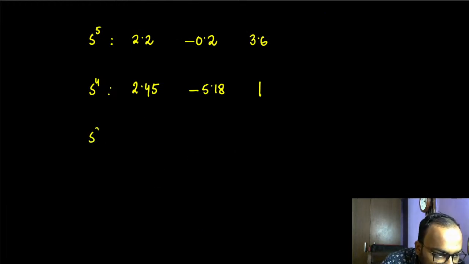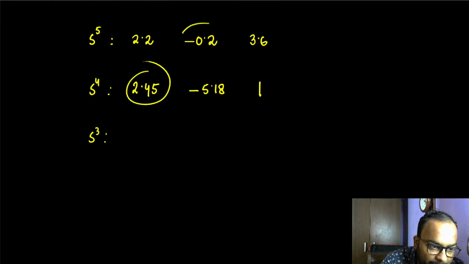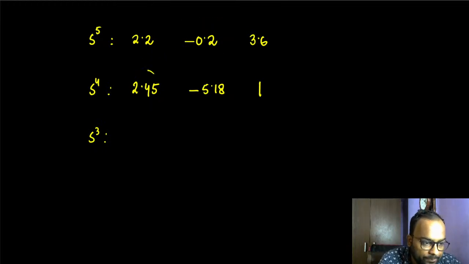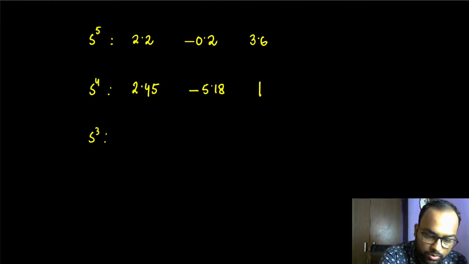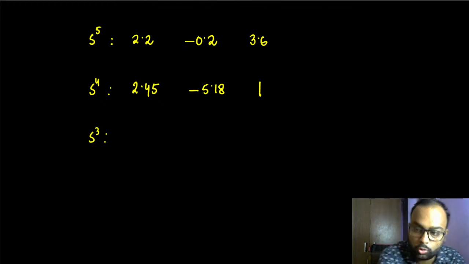So now s cube. This is the pivot term here. So this multiplied by this, subtracted from this product, and then divided by this. So now let's see. We have minus 0.2 times 2.45. Please keep up with the calculation, maybe.